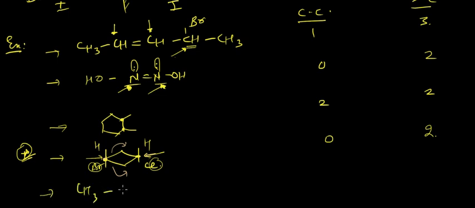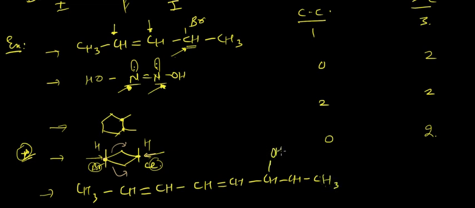Okay, so let's calculate for this one. Here we have OH, here we have OH. Okay, let us calculate the chiral centers. This is the chiral center and this is the chiral center. The number of chiral centers is 2, and the number of stereocenters is the number of chiral centers, which is 2, plus this and this. So 2 plus 4 is 6.